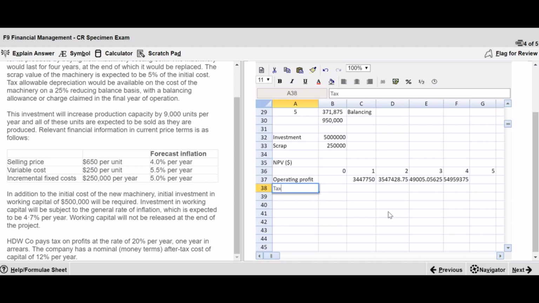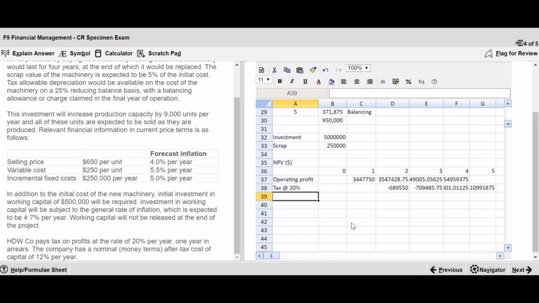I have to think about the tax. The tax is at 20%, but this tax is in arrears. So what I need to do here is take minus C37 and apply the 20% on it. And this gives me my tax to be paid in year 2. I'll worry about the formatting later. Just let me get all the figures out here.